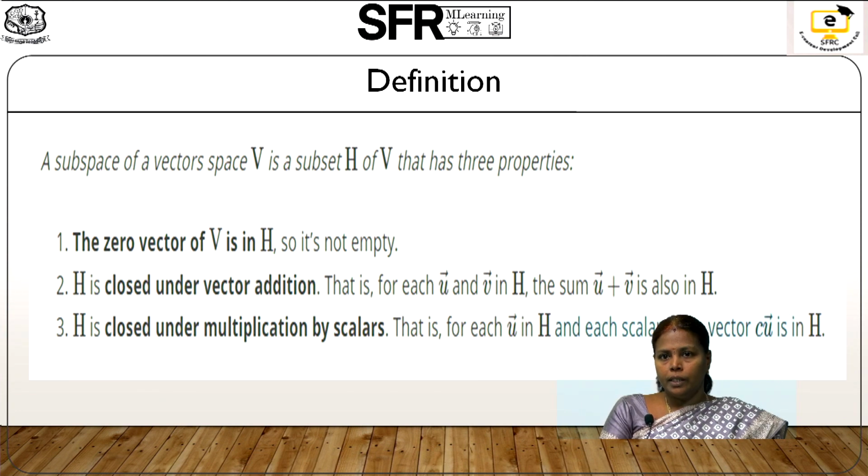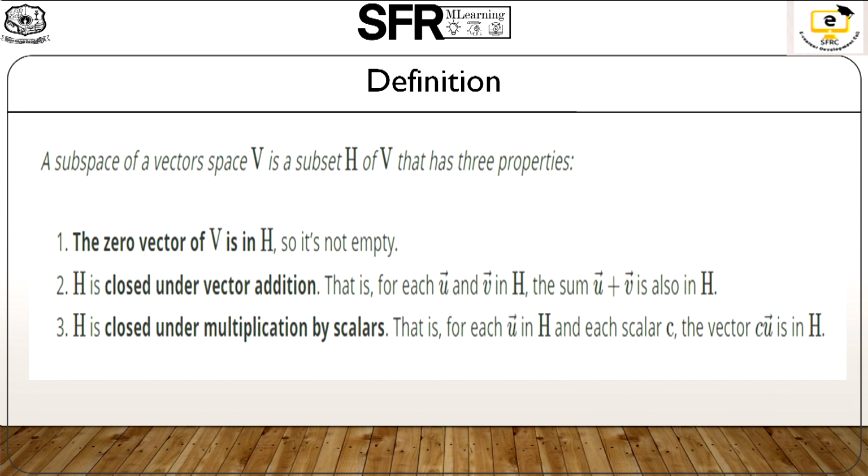Here we are having the definition of subspaces. The subspace should satisfy the following three conditions. Number one, the 0 vector is in the given subspace. In this definition, we are having H as a subspace and V as a vector space. Therefore, the 0 vector should be in H, therefore it is non-empty. Then number 2, H is closed under vector addition, that is for each u and v in H, the sum is also present in the same subspace H.